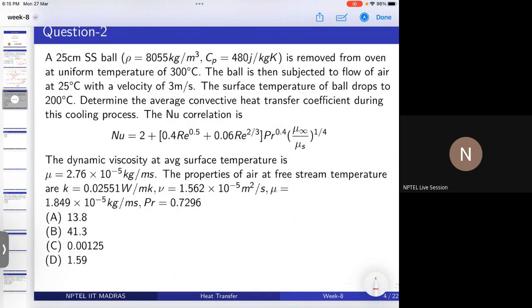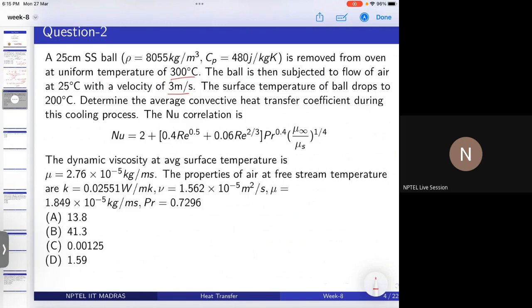So we have an SS ball. It's not a flat plate. So we have an SS ball of certain properties, and it is removed from an oven at a uniform temperature of 300 degrees Celsius. So the initial temperature is 300. The ball is then subjected to a flow of air at 25 degrees Celsius with a velocity of 35 meter per second. Okay. So the surface temperature of the ball drops to some value. Determine the average heat transfer coefficient during the cooling process.